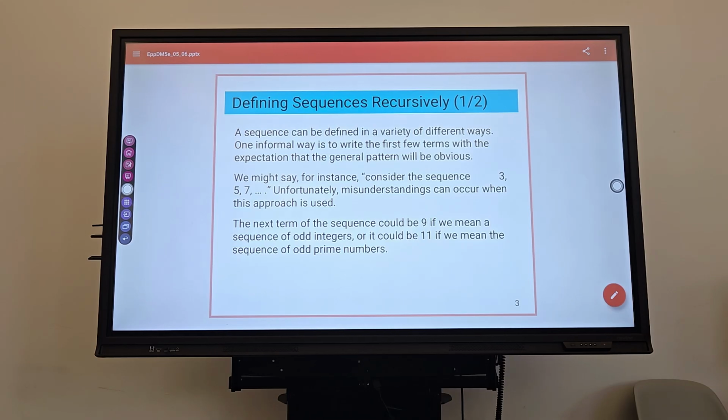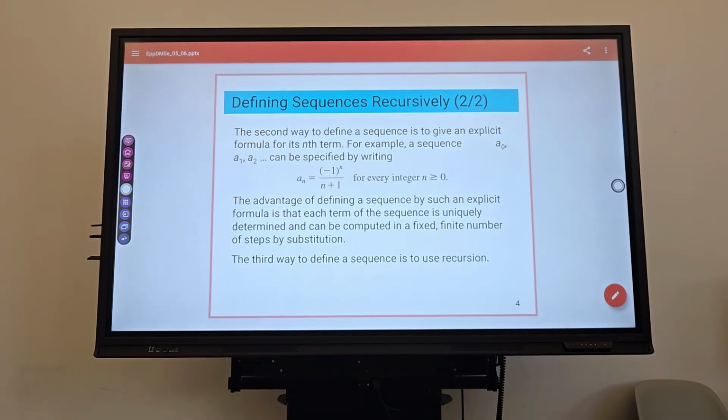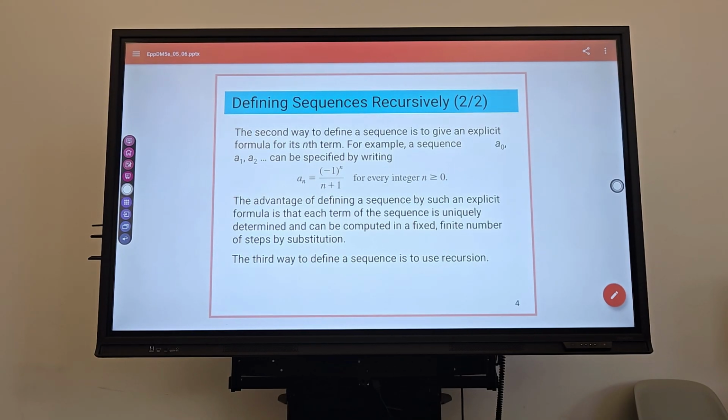The next term of the sequence could be 9 if we mean a sequence of odd integers, or it could be 11 if we mean the sequence of odd prime numbers. So, the second way to define a sequence is to give an explicit formula for the nth term. For example, a sequence A can be specified by writing this equation here. The advantage of defining a sequence by such an explicit formula is that each term of the sequence is uniquely determined and can be computed in a fixed finite number of steps by substitution.